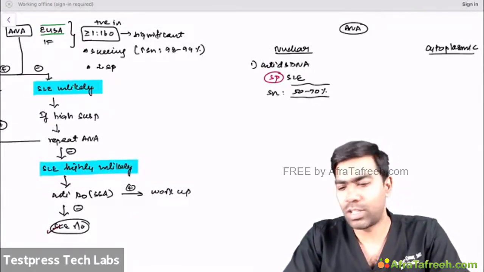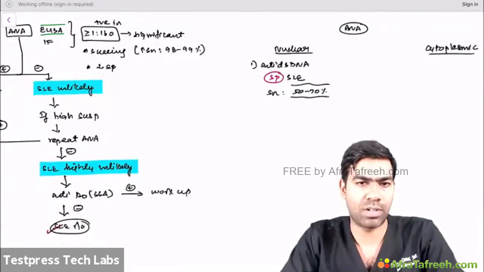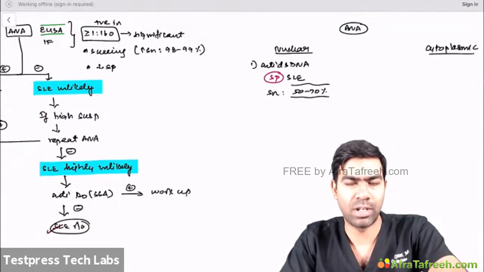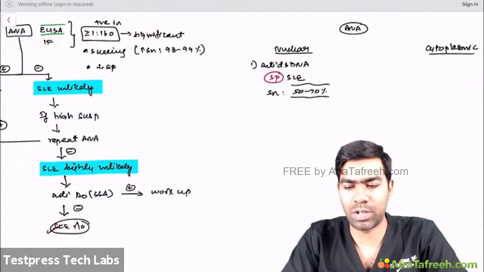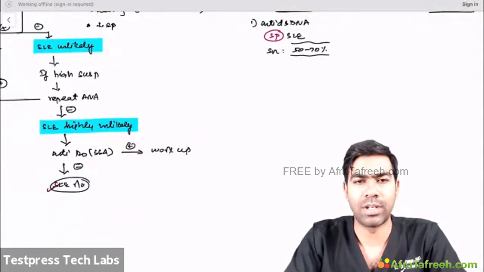It's not present in all the patients, but if it is present, it's supposed to be very specific for systemic lupus erythematosus. In reality, even though on paper it's not the most specific, whenever this antibody is positive, we take it as very specific for SLE. It is SLE unless proved otherwise.